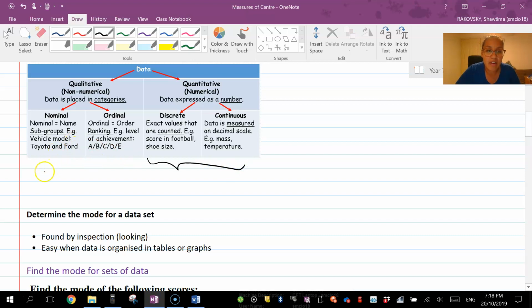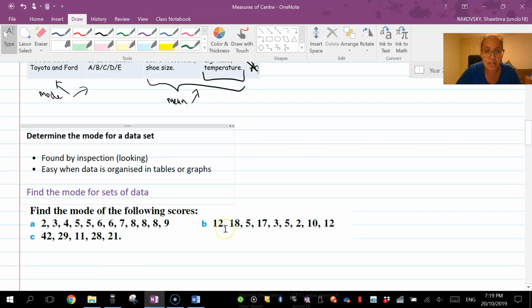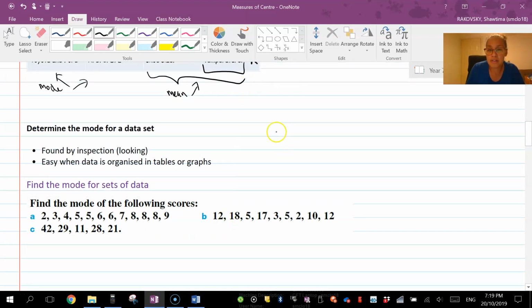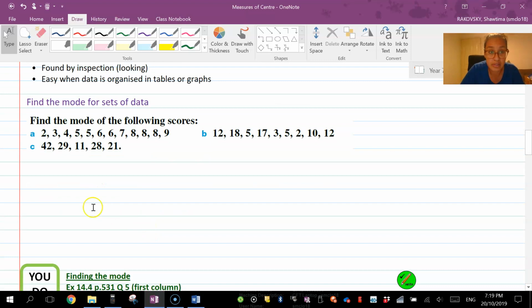You can have a mode with these guys because it's the one that's most frequently occurring. But generally with mean, it's these guys, with more of an emphasis on continuous data. Righto. So mode. How you can remember is mode is the most popular. So what is the most popular, or the mode, for each one of these scores?